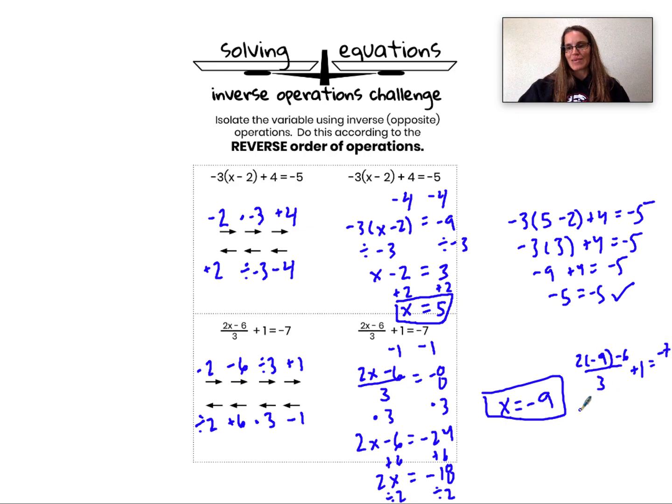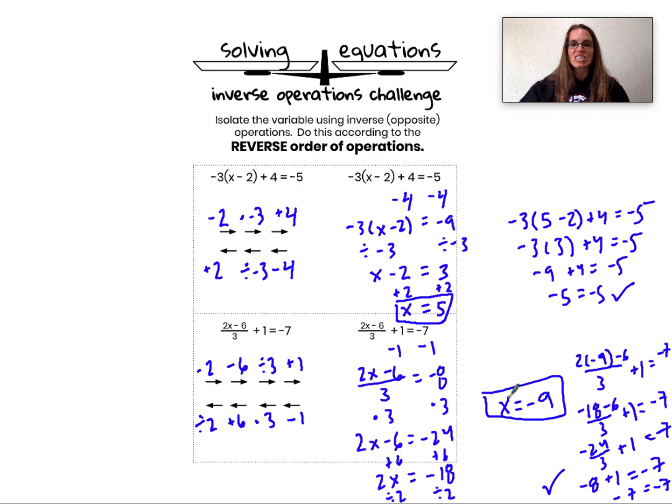So 2 times negative 9 is negative 18. Oh my gosh, my handwriting. Negative 18 minus 6 is negative 24. Does negative 24 divided by 3 plus 1 equal negative 7? Yay, I'm getting confident. So I have negative 8 plus 1. Does that equal negative 7? It does. The check has confirmed it. My solution to this equation is x equals negative 9.